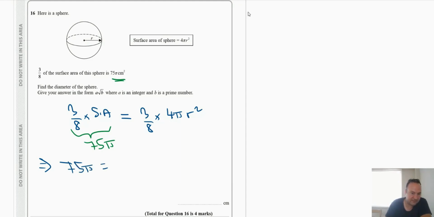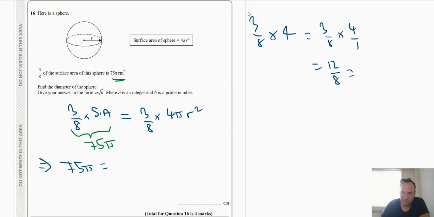that 75 pi is 3/8 times 4 pi r squared. Well, 3/8 times 4 is the same as 3/8 times 4 over 1, which is 12 over 8. 12 over 8 is equal to 3 on 2 if we divide the top and the bottom by 4. So then we've got 3 over 2 pi r squared. And if we know r, all we've got to do then is times it by 2, and that gives us the diameter, because the diameter is actually 2 lots of the radius. What we can also see as well, guys, is that the pi's cancel out by dividing both sides by pi.